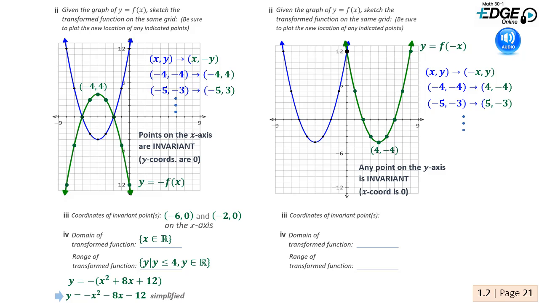In the right case, we see that our mapping rule is that x, y becomes negative x, y. So all the x coordinates have been changed from positive to negative, or in this case, negative to positive. The only invariant point here will be our y-intercept that happened at 0, 12.